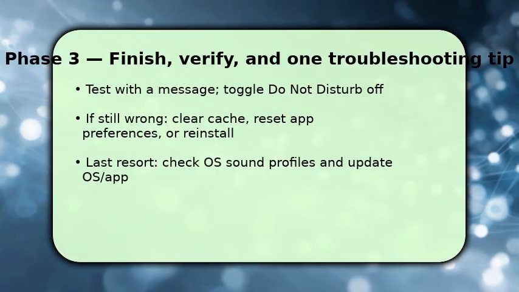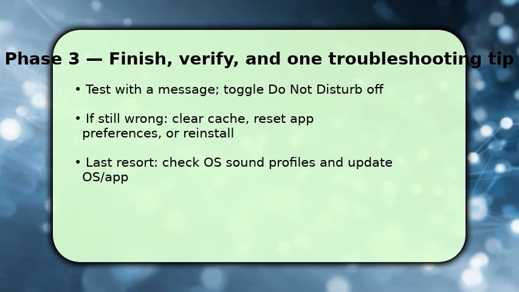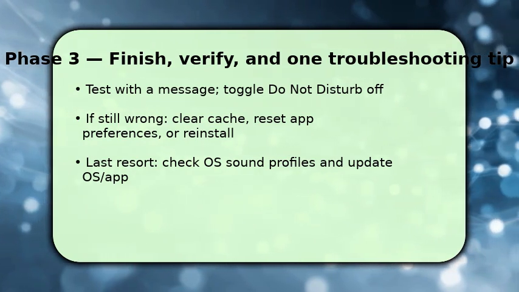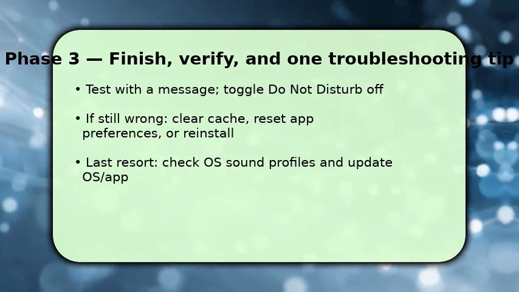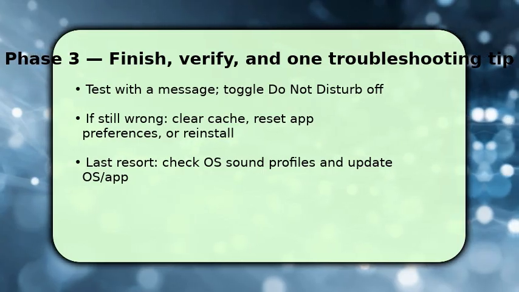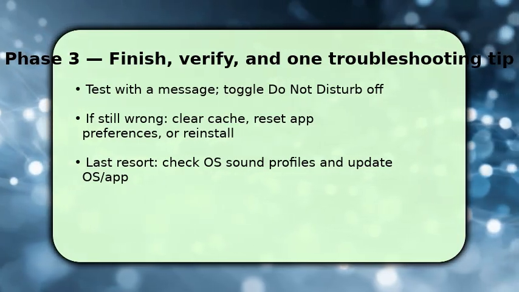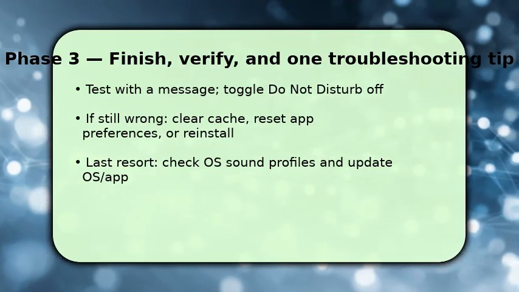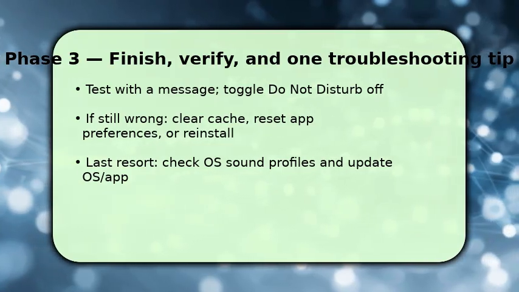Finish by sending yourself a message to test the change and make sure Do Not Disturb is off. That confirms audible alerts are working. If you still hear the wrong sound, clear Messenger's cache, reset app preferences, or uninstall and reinstall the app. These steps remove corrupted settings.